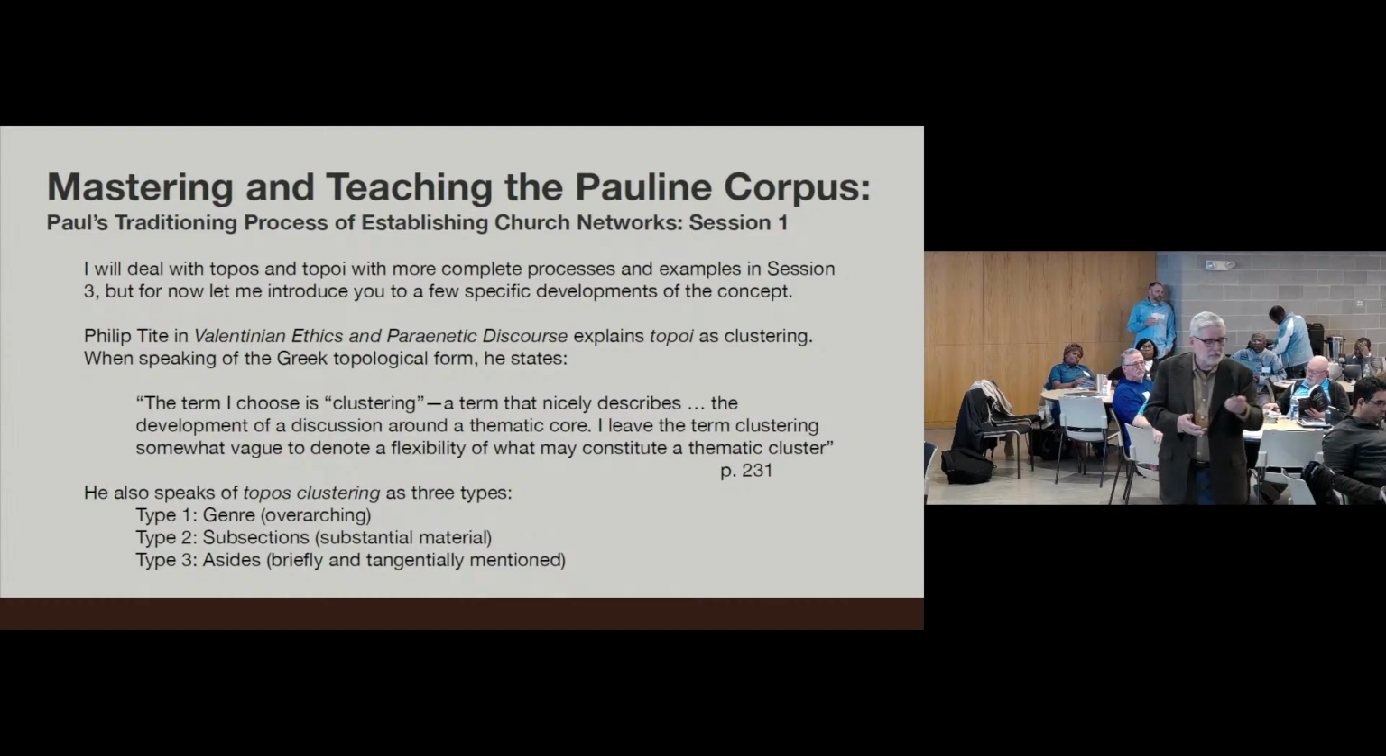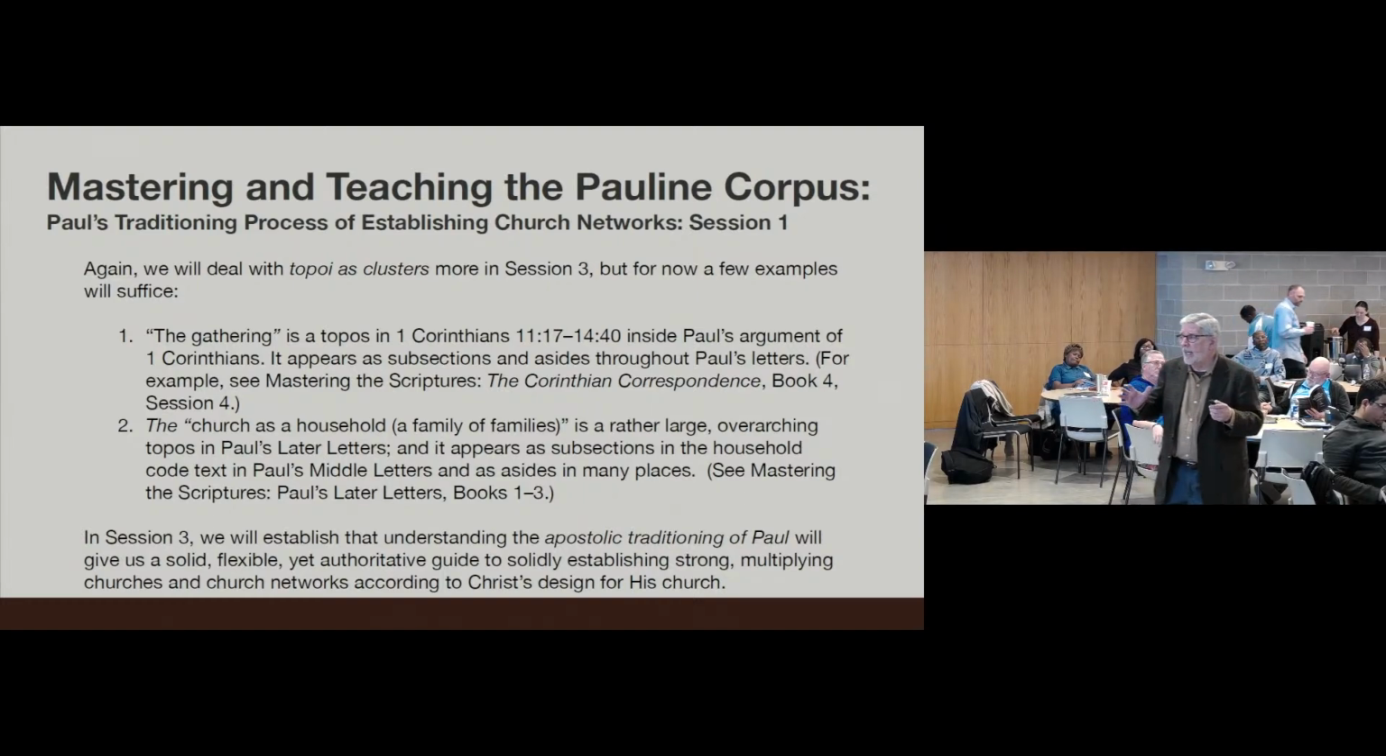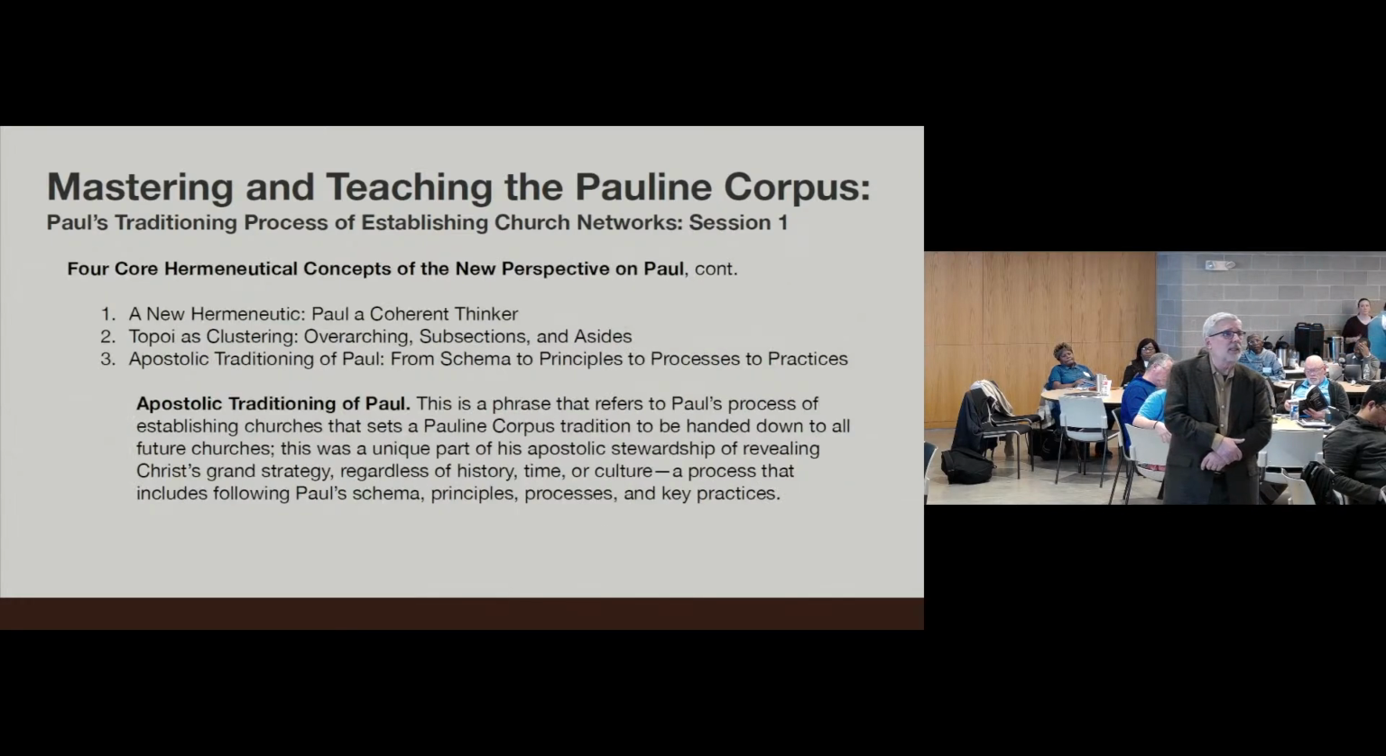Overarching material, subsections. We'll give you very practical examples, and we'll show you how this happens again and again, all the way through Paul's letters, all the way through the Petrine Circle letters. I already stated this on the gathering, so I'll skip it.